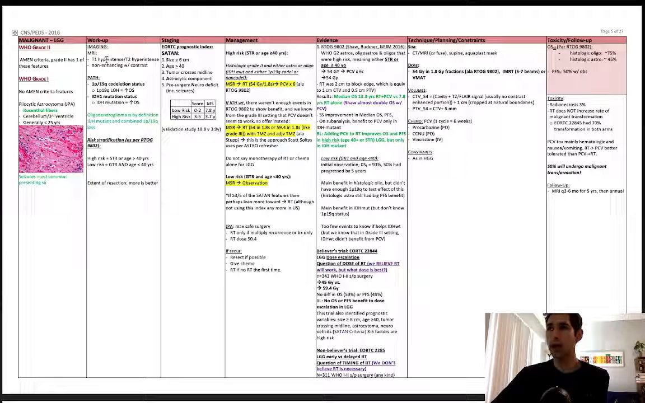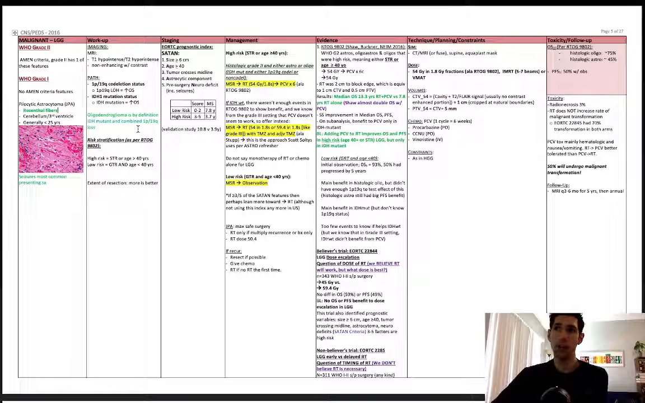For workup, classic imaging, again, MRI. These are generally T1 hypointense and T2 hyperintense. Non-enhancing with contrast, so again, T1 hypo, T2 hyper. Non-enhancing with contrast. Pathology, 1p19q co-deletion. 1p19q loss of heterozygosity is improved overall survival. IDH1 mutation status, IDH1 mutation is, again, better overall survival. Oligodendroglioma is by definition IDH mutant and combined 1p19q loss.